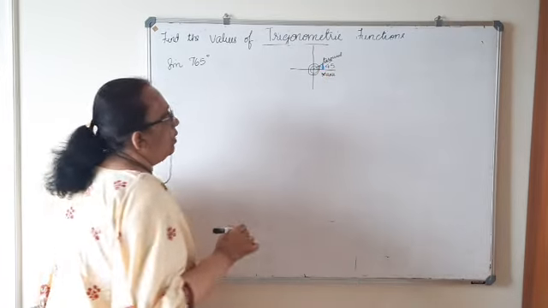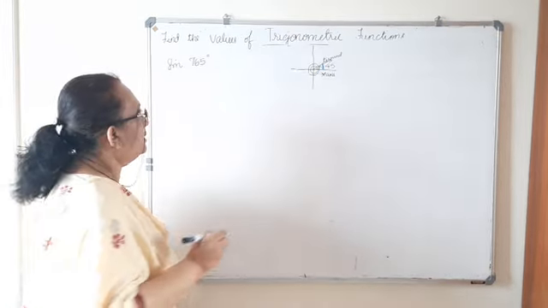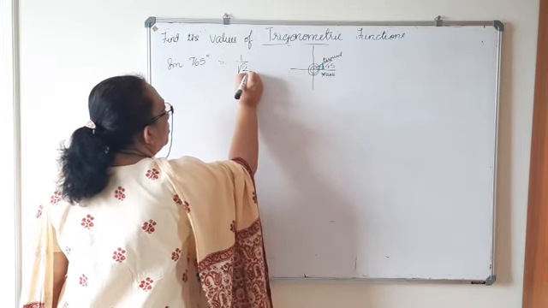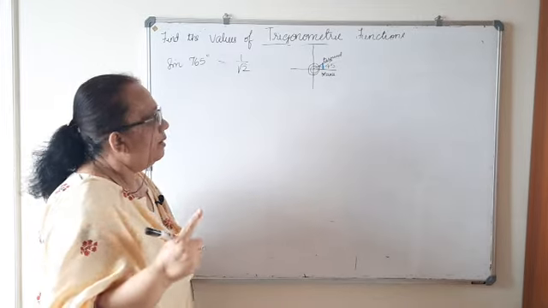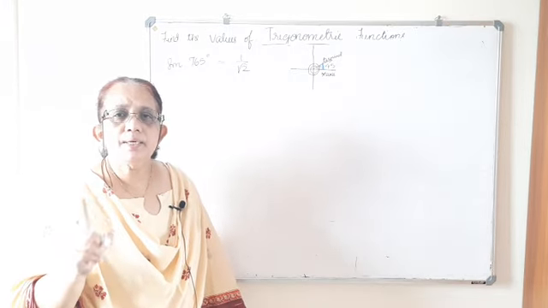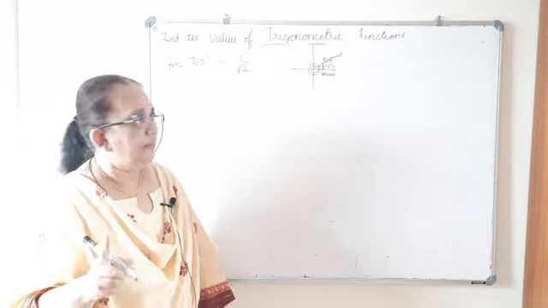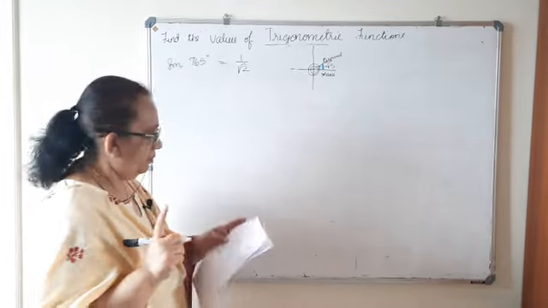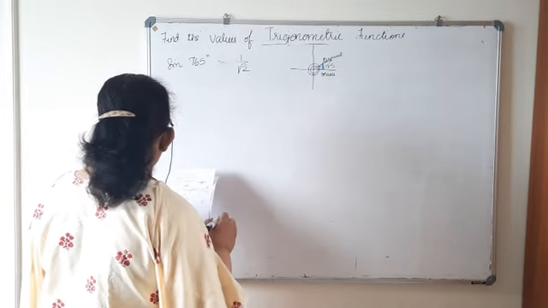So you should know the value of sine 45 degrees. The value of sine 45 is equal to 1 by root 2. And it comes in the first quadrant, which means all trigonometric ratios are positive. So this value is equal to positive 1 by root 2. We'll do many more questions.